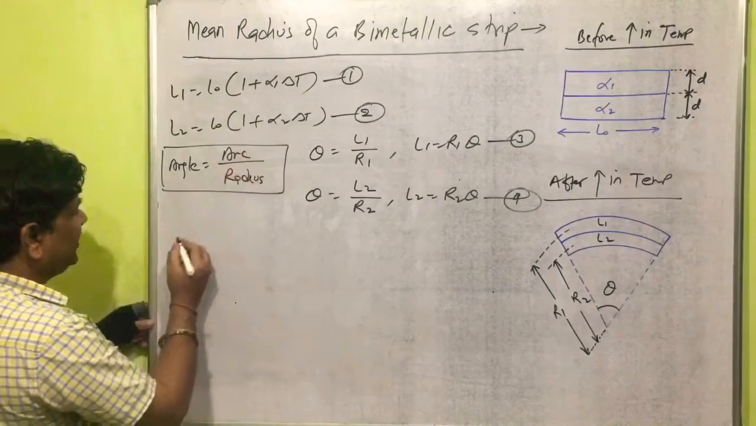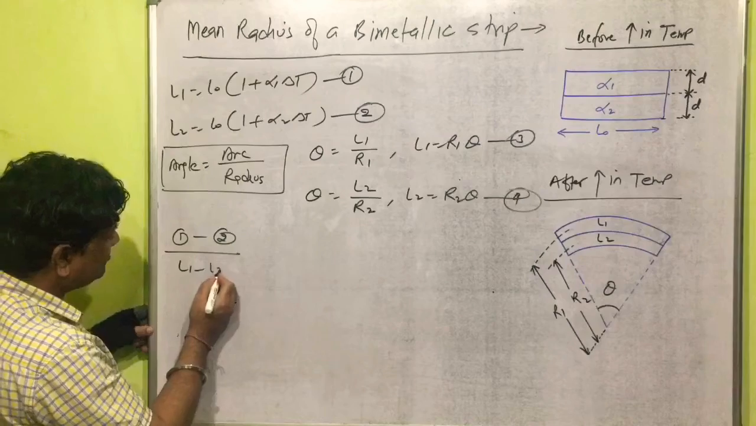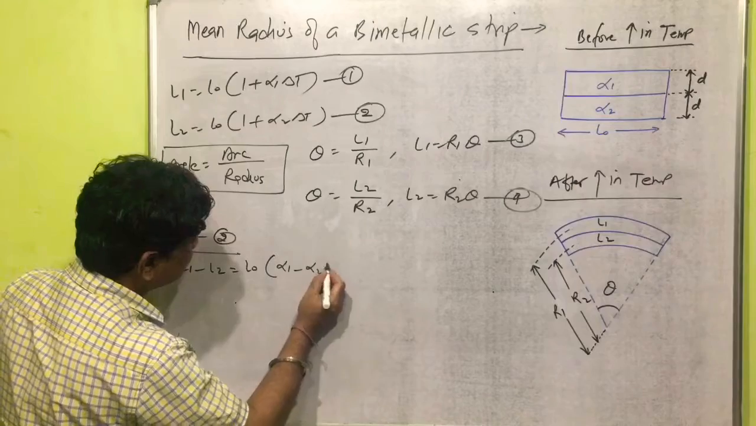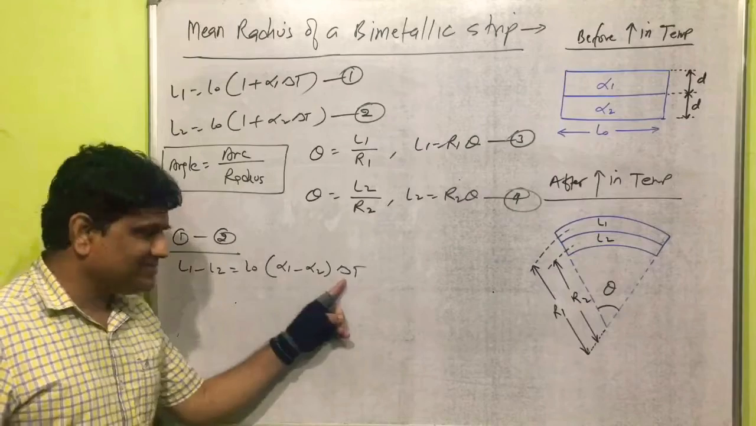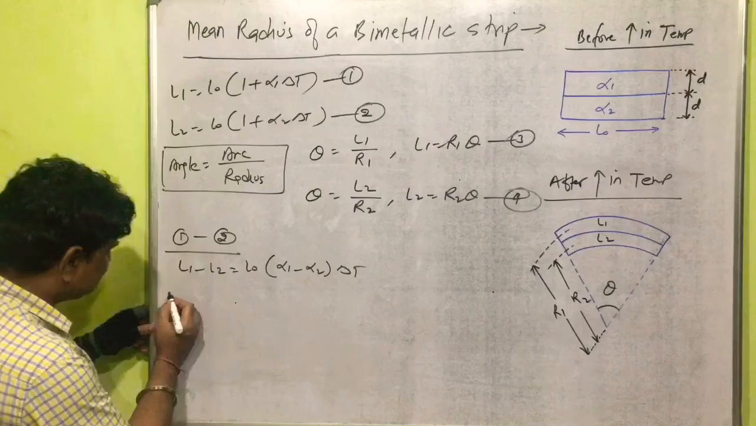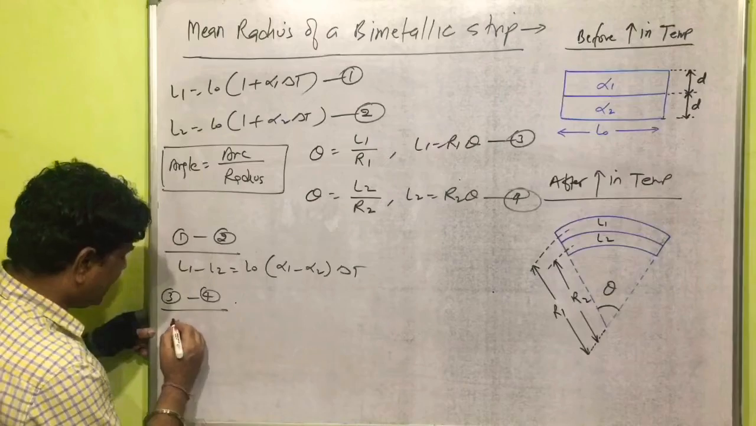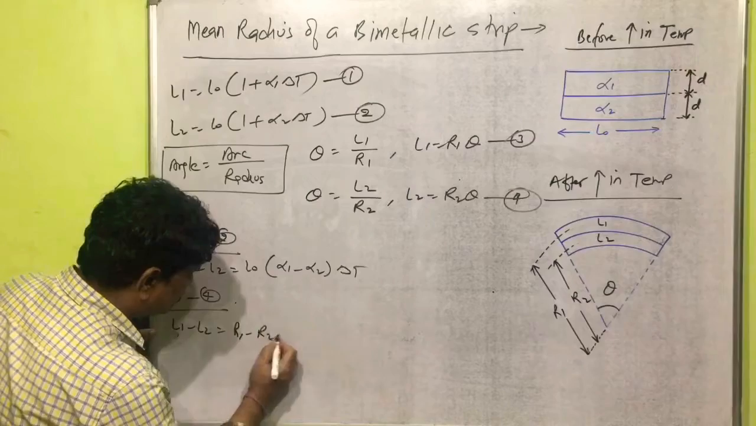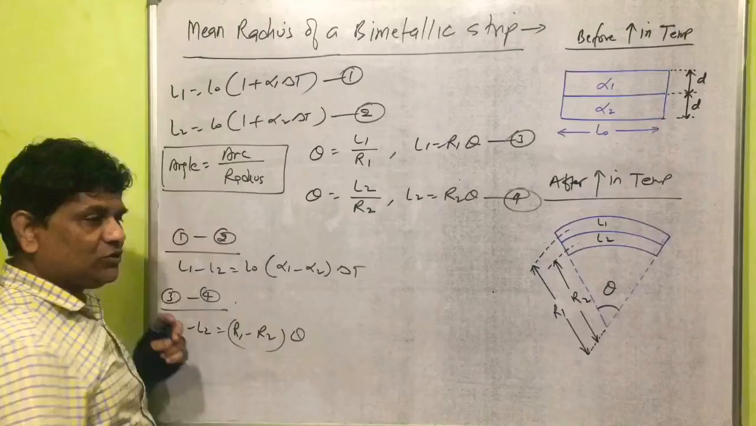Now, if we take 1 minus 2, what will come here? L1 minus L2 will become equal to L0 into alpha 1 minus alpha 2 into delta T. Now, what is 3 minus 4? 3 minus 4 will give L1 minus L2 is equal to R1 minus R2 into theta.